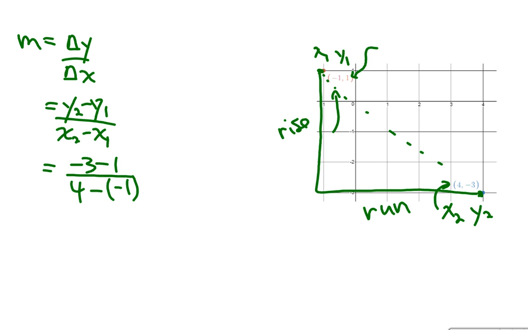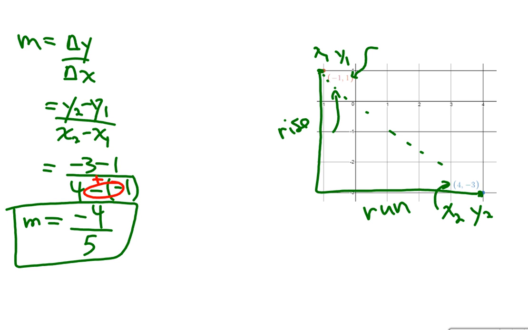Be careful here of the integer work. -3 take away 1 is -4. And then 4 minus -1 is the same as adding, so we get 4 plus 1, which is 5. So the slope here is -4/5. So that's how we can find the slope fairly easily by using the equation.